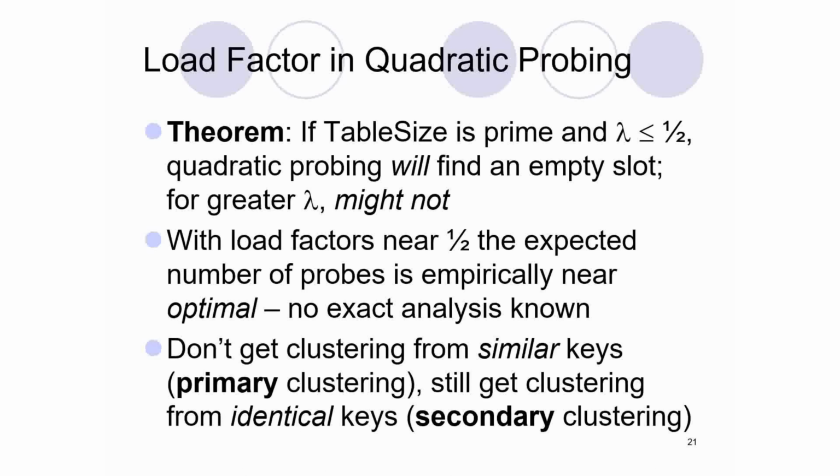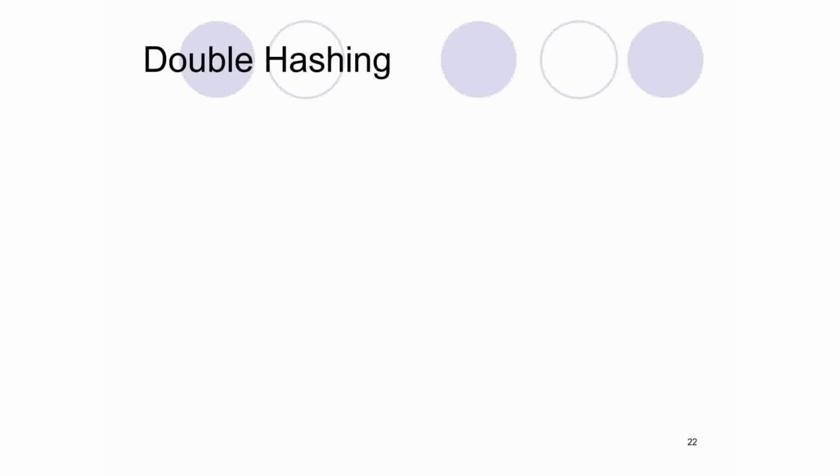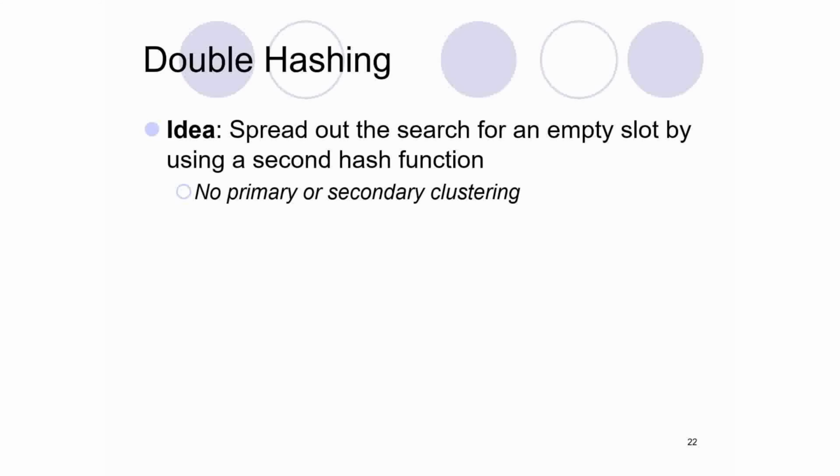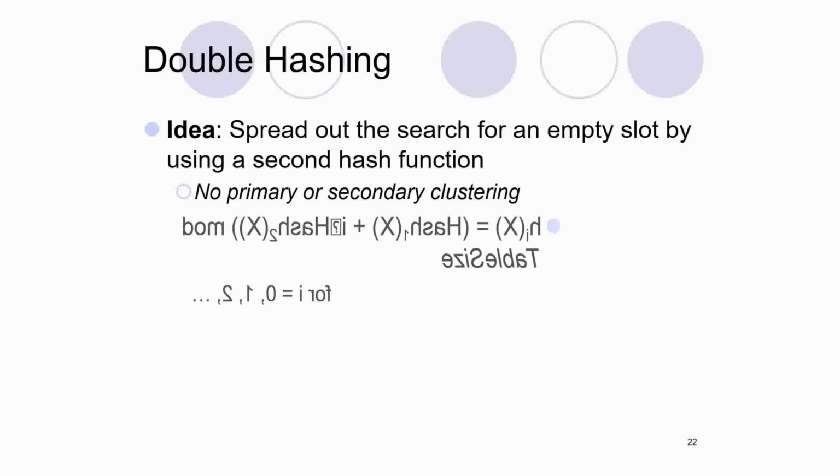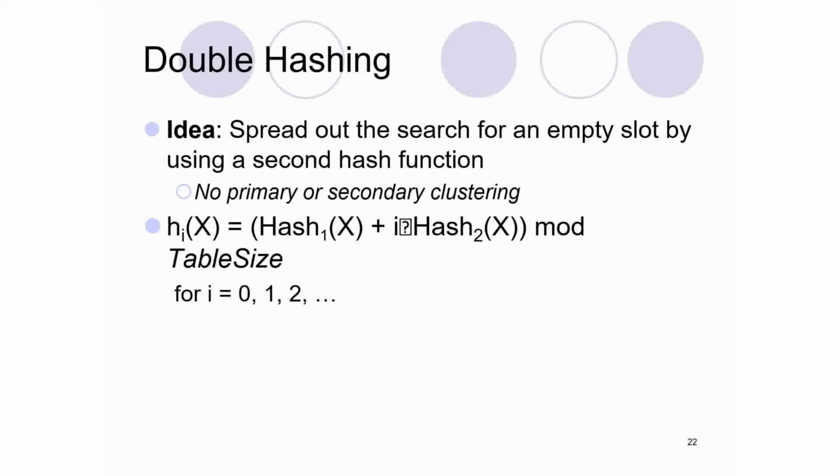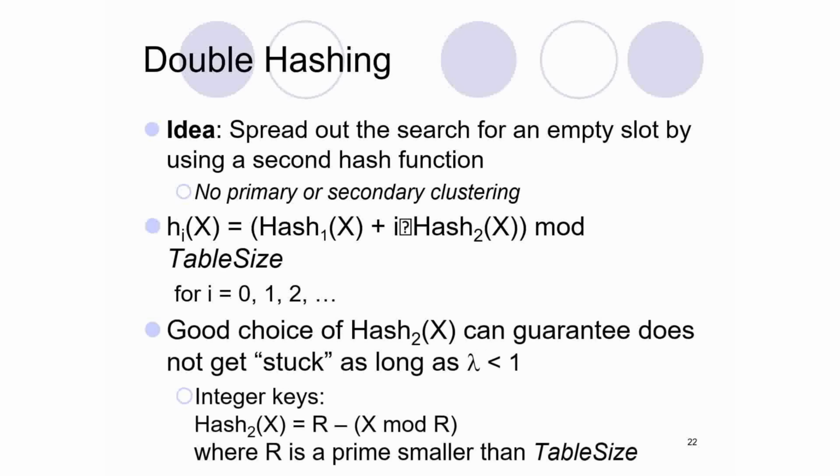Double hashing is another way of solving collision. The idea: spread out the search for an empty slot by using a second hash function. No primary or secondary clustering. h equals hash plus i times hash2, mod table size, for i equals 0, 1, 2. A good choice of hash2 can guarantee it does not get stuck as long as lambda is less than 1. For integer keys, hash2 equals r, where r is a prime smaller than table size.